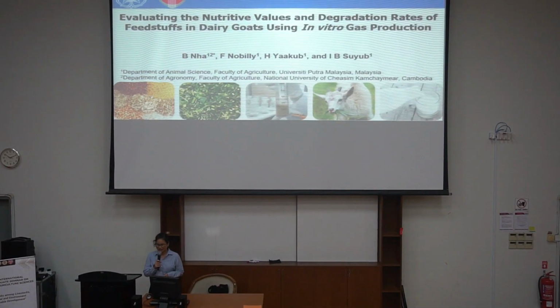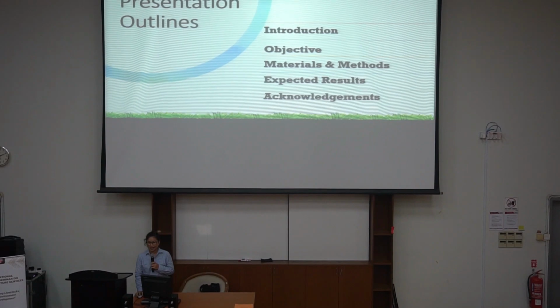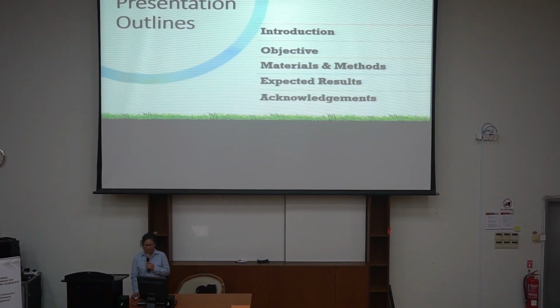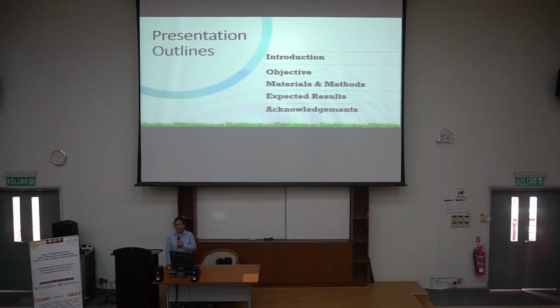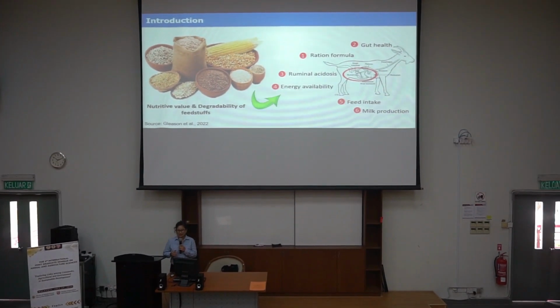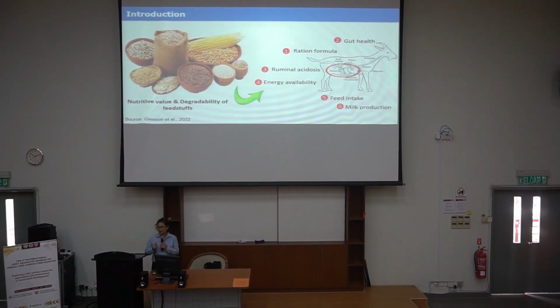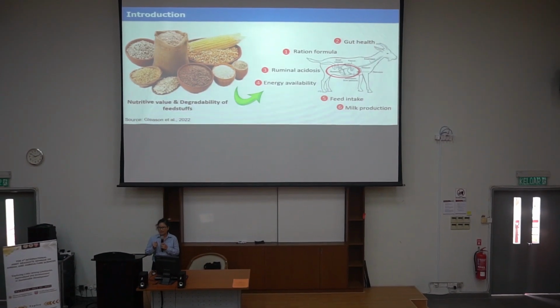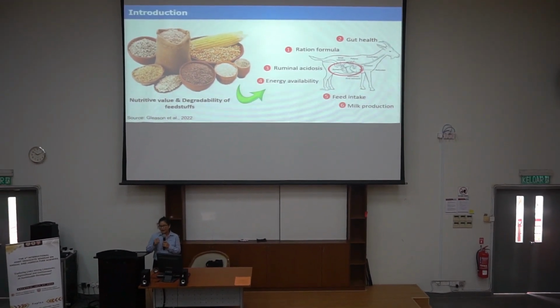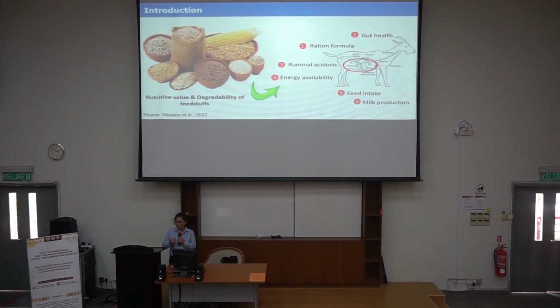to determine the degradation rate of feedstuff in the result using in vitro reproduction. Okay, now let's continue to the presentation outline that I have: introduction, objective, material and method, expected result, and the acknowledgement. For the introduction, the nutritive value and degradability of the feedstuff have many benefits to the animal. So that is the reason that I would like to evaluate it, and also the reason that I would like to do this research.